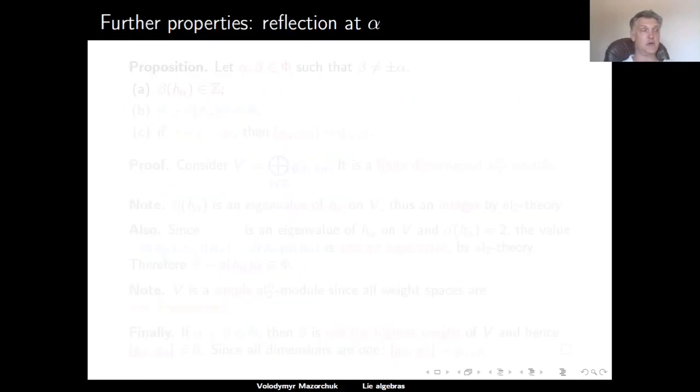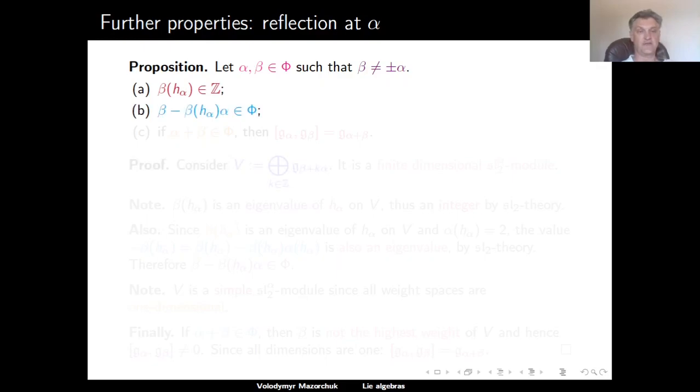So let us deduce now some further properties of roots. Assume that we have two roots alpha and beta, such that beta is not a scalar multiple of alpha. We claim that the value of beta at the element H sub alpha from our SL2 subalgebra SL2 upper alpha is always an integer. We claim that the difference of beta with a scalar multiple of alpha given by this scalar, the value of beta at H sub alpha, is also a root. And we claim that in the case when alpha plus beta is a root, then the commutator of G sub alpha and G sub beta equals G sub alpha plus beta. From previous lectures, we know that there is an inclusion.